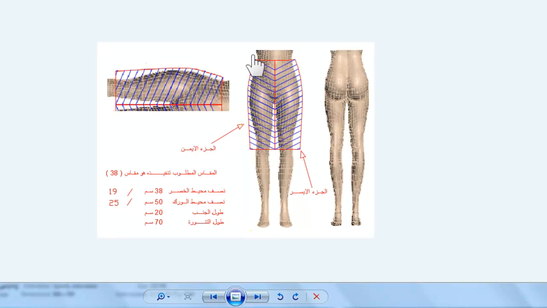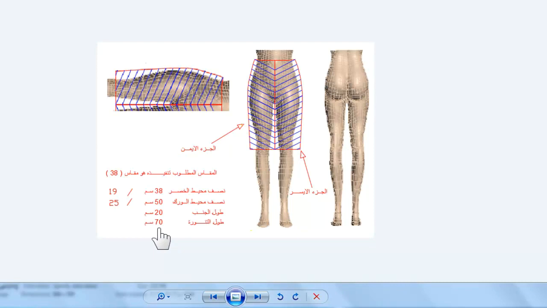So half the circumference of the waist is 38 centimeters, half the circumference of the hips is 50 centimeters, and the height of the side, from the waist to the hips as we see here, is between 18 to 20 centimeters. And the height of the skirt depends on the model, which is usually 70 centimeters.